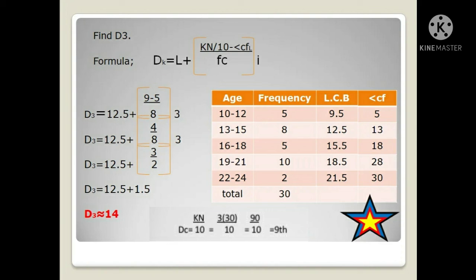9 minus 5 is equal to 4. Then 4 over 8 times 3 is equal to 12 over 8. Then 12 over 8 in simplest terms is equal to 3 divided by 2. Then plus 12.5 is equal to 14. D3 is approximately 14. Therefore, 30% of the data is lesser than 14.